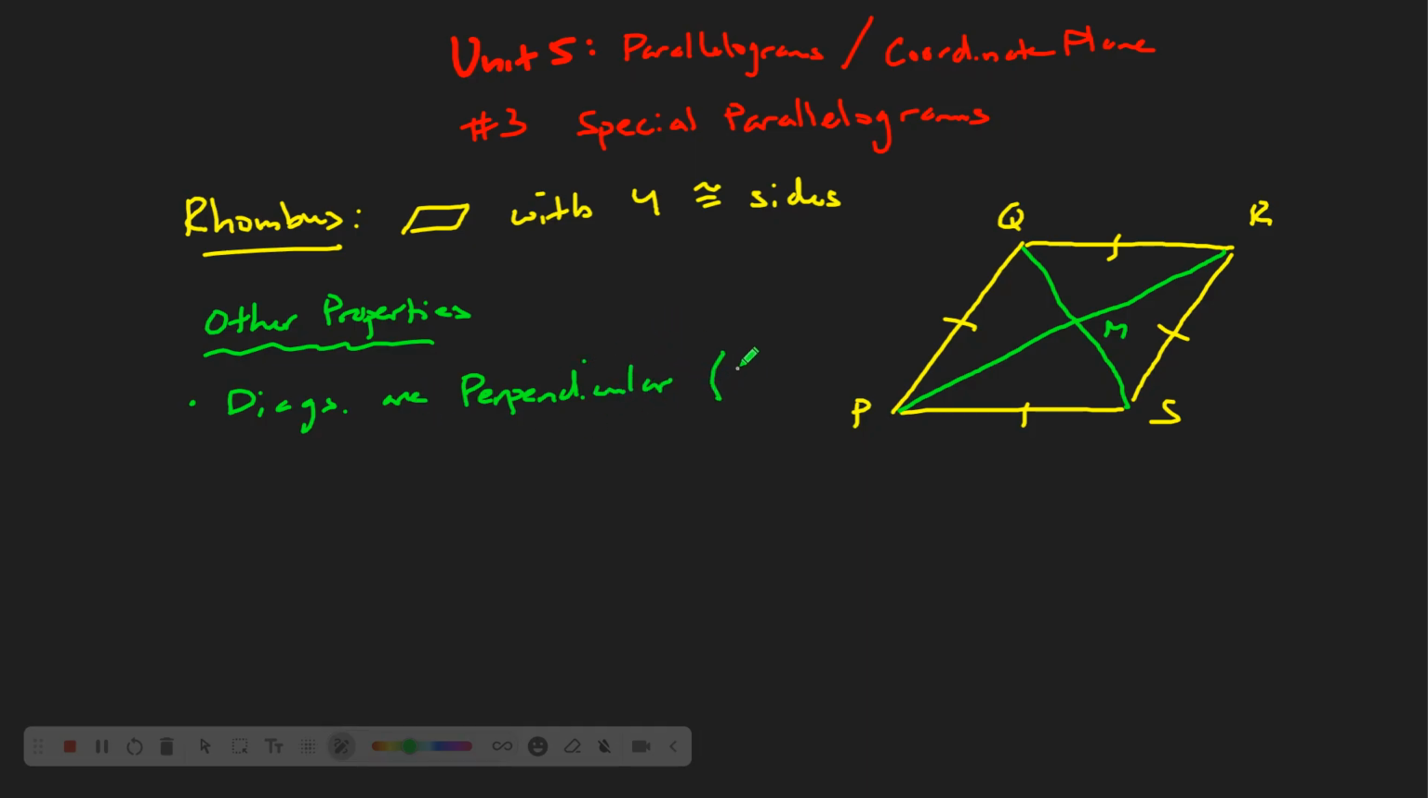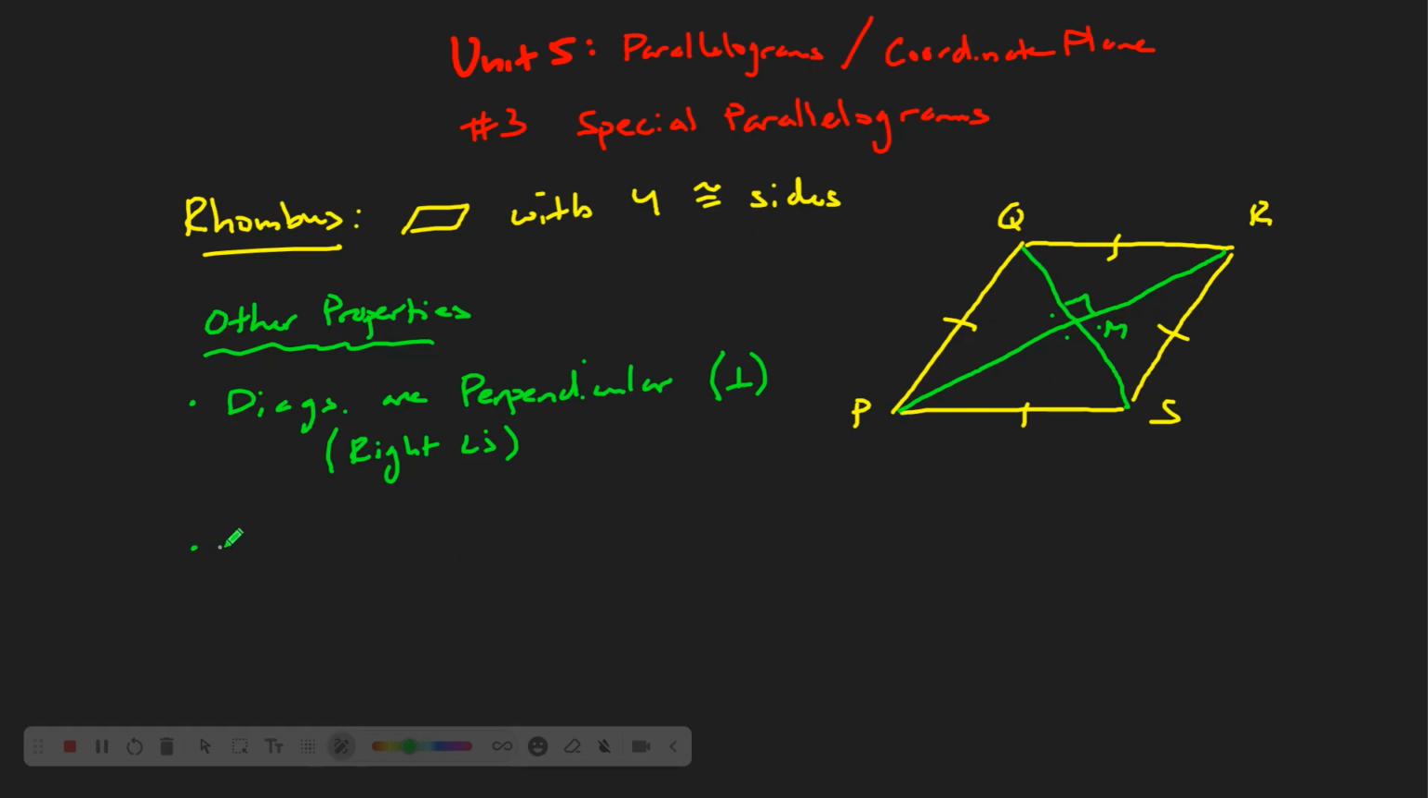Remember that symbol for perpendicular is that upside down T. Let us also remember that perpendicular means we have right angles. So these 2 diagonals meet at M. That means that the angles here at M are right angles. So all 4 of them, 1, 2, 3, 4. I'm just going to put 1 right angle to keep my picture kind of not so crazy.